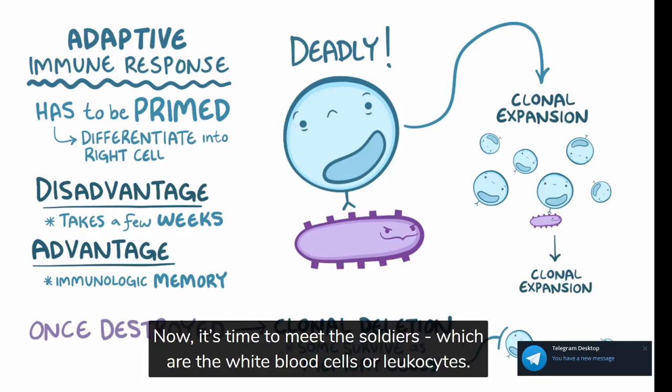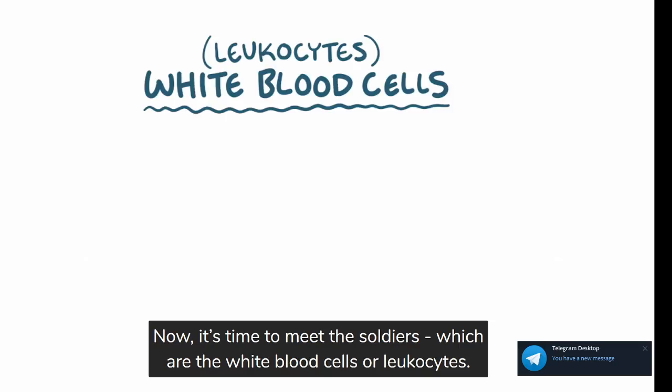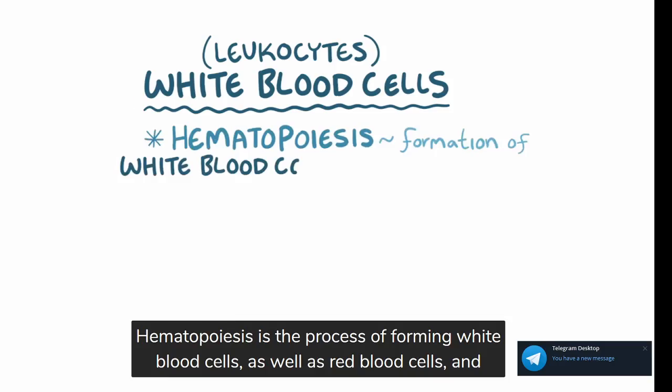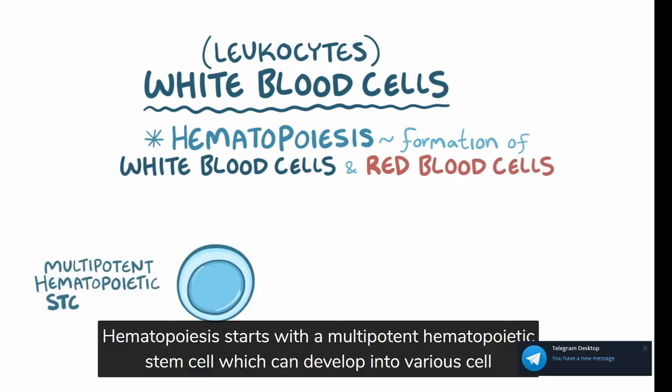Now it's time to meet the soldiers, which are the white blood cells or leukocytes. Hematopoiesis is the process of forming white blood cells, as well as red blood cells and platelets, and it takes place in the bone marrow. Hematopoiesis starts with a multipotent hematopoietic stem cell, which can develop into various cell types. Its future is undecided. Some become myeloid progenitor cells, whereas others become lymphoid progenitor cells.